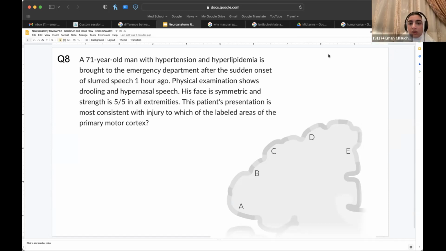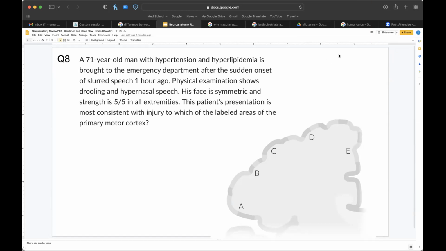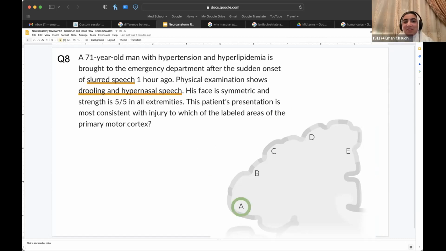Okay, perfect. So it's A because of the homunculus, right? Yeah, good job. So you guys are right, A or B. It's a little bit confusing, I know, because they're both lateral, but if it's a motor problem with speech, if they're drooling, if it's hypernasal speech, it's safest to say it's the most lateral aspect of the cortex. Definitely go for that answer.